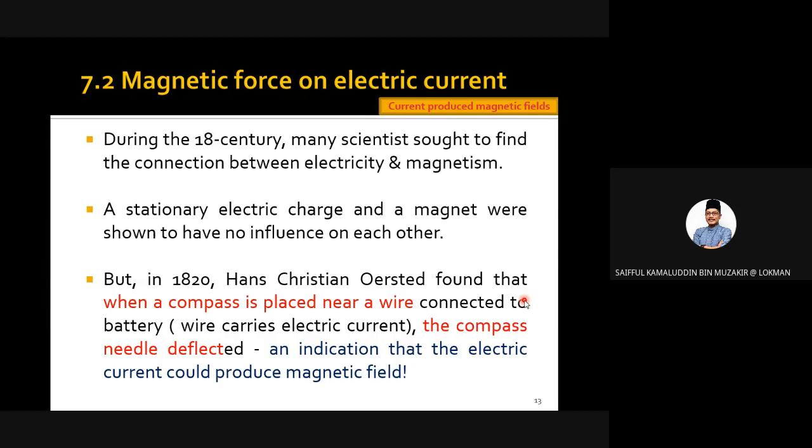Okay, kita sambung semula. Yang ni adalah 7.2. 8 sebenarnya ni, chapter 8 bukan 7. Magnetic force on electric current.